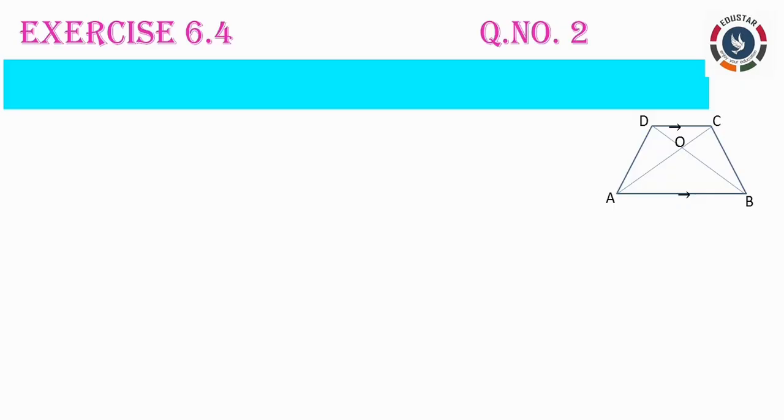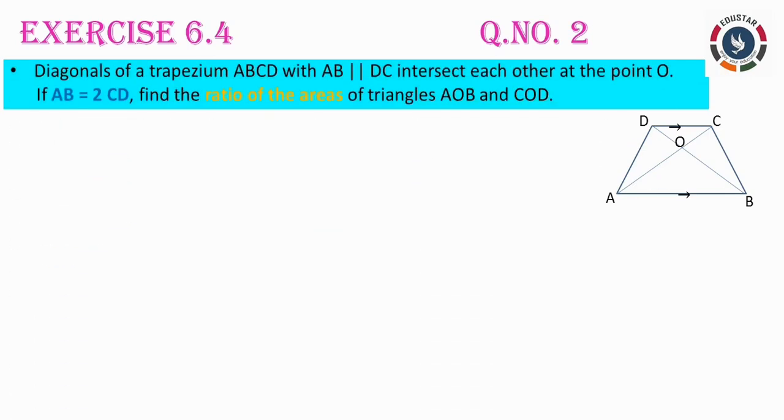Now question number 2 from exercise 6.4. Diagonals of a trapezium ABCD with AB parallel to DC intersect each other at the point O. AB parallel to DC, so which two sides are parallel? AB and CD, and the diagonals intersect at the point O. Another important piece of information given is that AB is equal to 2 times CD. With that information, we are going to find the ratio of the areas of two triangles.